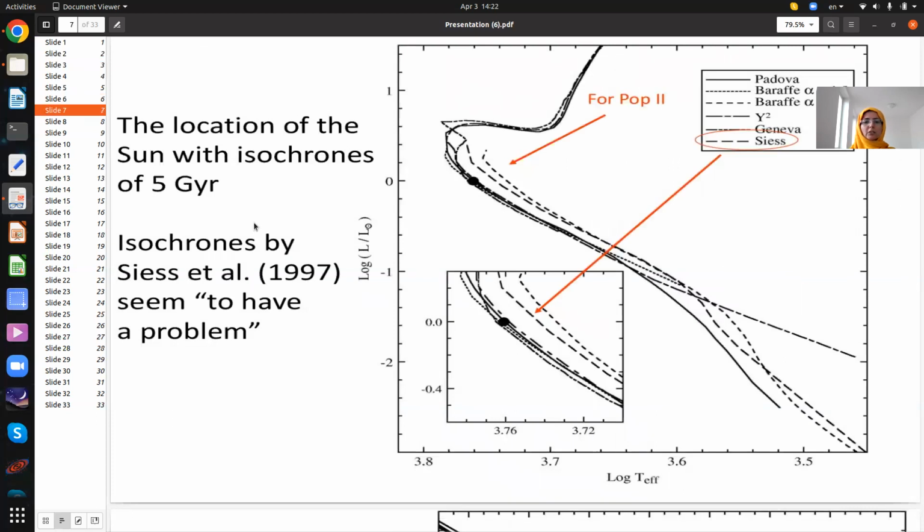Here you see the location of the sun with isochrones of 5 gigayears. Isochrones by Cs et al. 1997 seem to have a problem, as you see here. If the isochrone does not fit the sun on its line, it has some problem, as you see here.